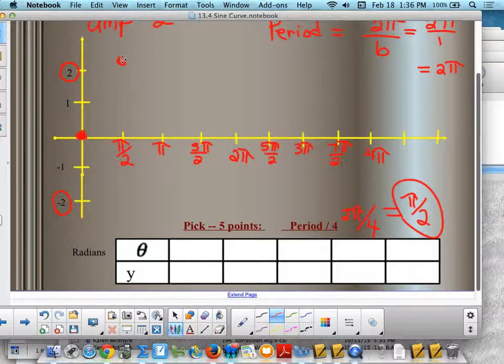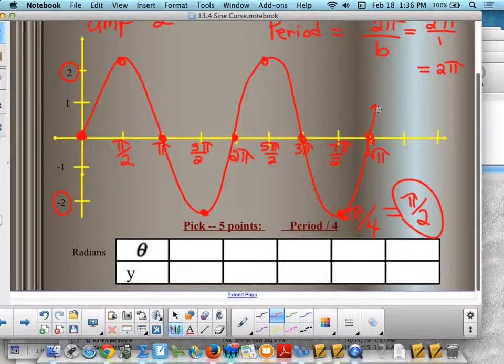Put in the next interval. Back to 0. Next. Down to -2. Minimum. 0. 2. Maximum. 0. Minimum. 0. Okay. So here's what you're getting. Okay, so this is what function? 2 sine of theta. See it right here?